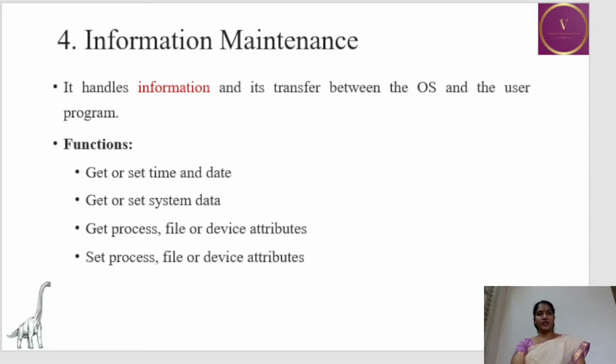Next is the information maintenance system call. It handles information and its transfer between the operating system and the user program. The following are the functions of information maintenance: get or set time and date, get or set system data, get process, file, or device attributes, set process, file, or device attributes. So these are the functions of the information maintenance system call.